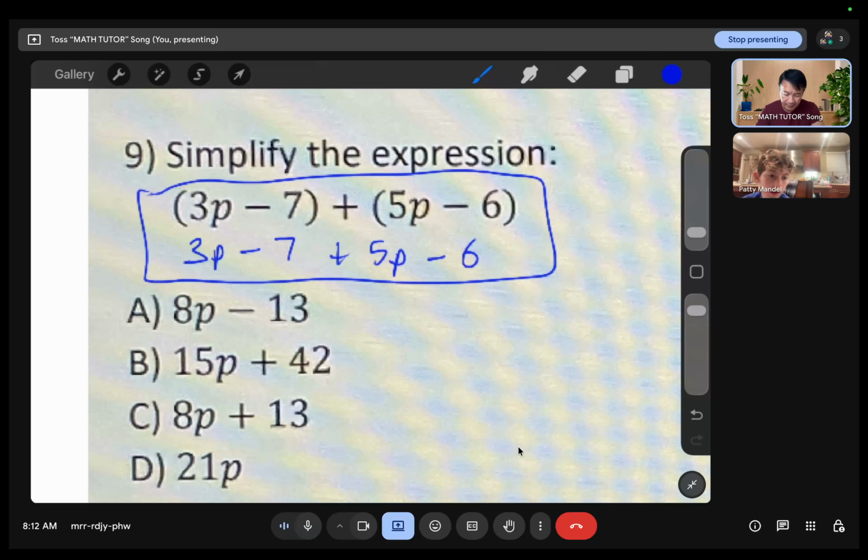Okay, so what do you think? The answer should be 8p plus 13. 8 plus 13. Okay. Not quite. So you want to make another one? I think it's A. It's A. Now let's talk about it.